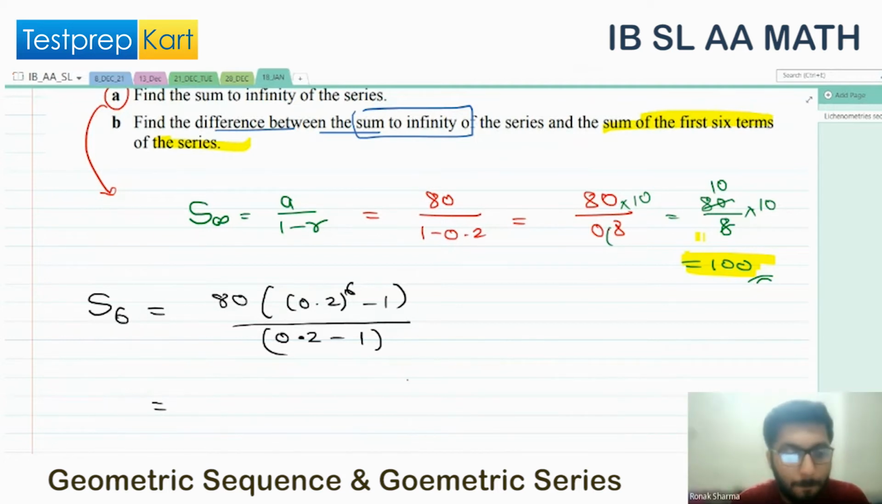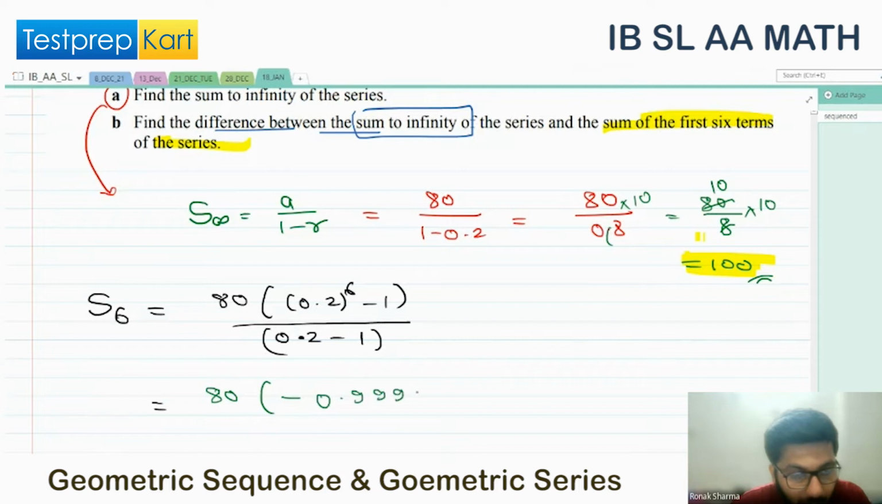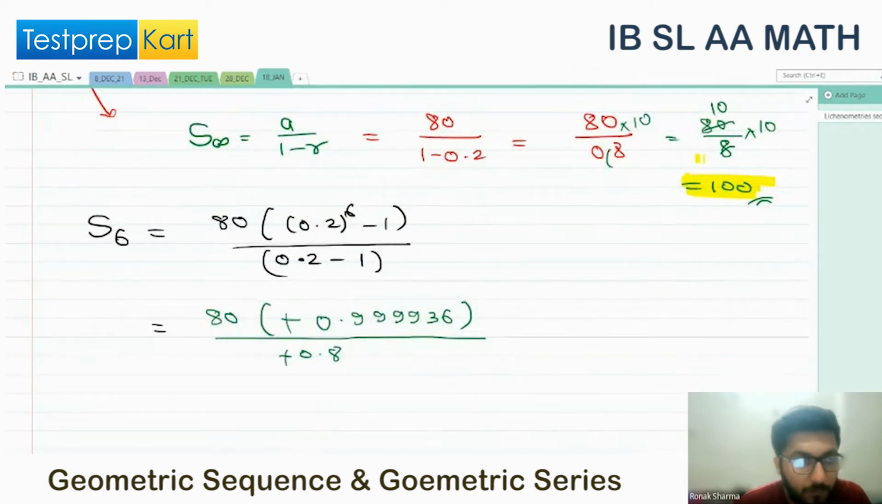See, first of all, 80 is there, right? Now 0.2 to the power 6 is coming out to be 0.000064, right? Now we need to subtract 1 from it, so it is coming out to be 0.999936. Then divided by 0.2 minus 1, so minus 0.8. Minus minus plus, right? Now 80 multiplied with 0.999936 divided by 0.8 is coming out to be 99.9936.